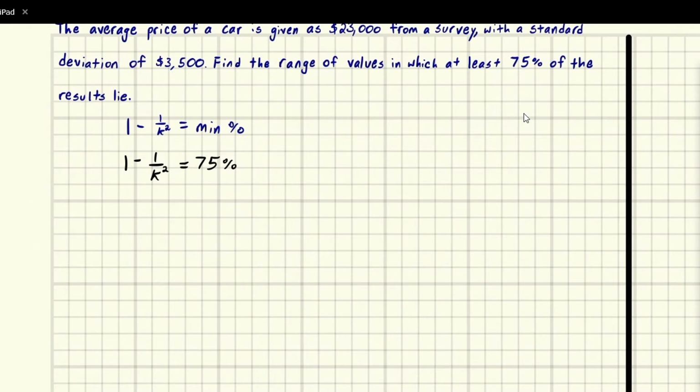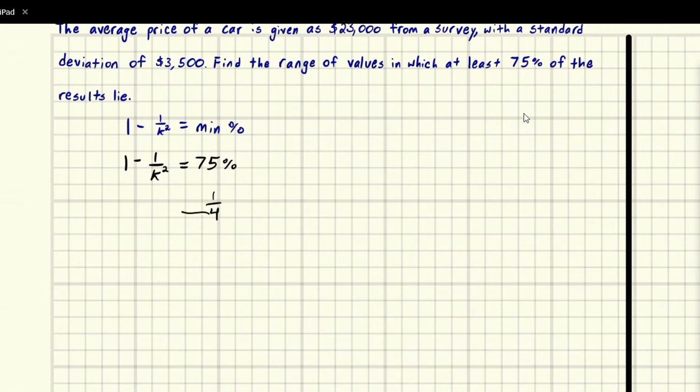So if we had 100% and we subtract 75%, we're left with 25%, right? So that means that we need to take away 25% from this 1 to get to 75%, which means that this has to end up being 25%, which is the same thing as a fourth, as a quarter. So we want this to be 1 over 4.